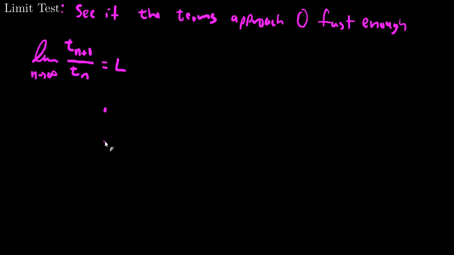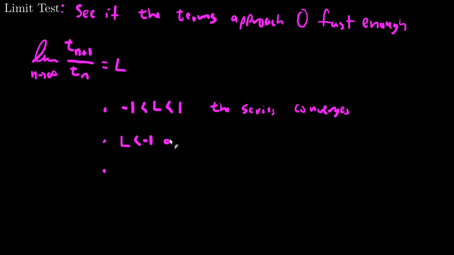And there are three cases. If L is between -1 and 1, the series converges. It means that the terms are going towards 0 quickly enough. If L is outside of -1 and 1, so L is either less than -1 or L is bigger than 1, the series diverges, because the terms are actually getting bigger, they're getting further away from 0.